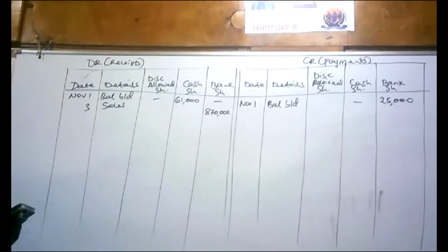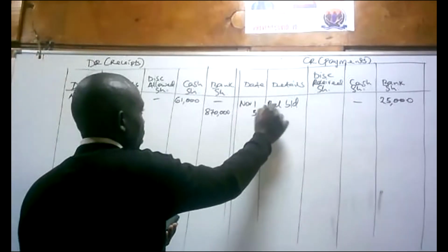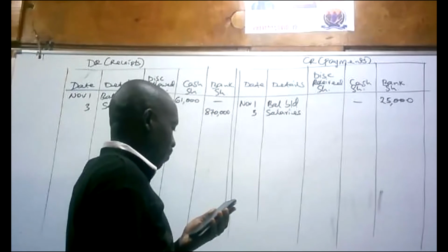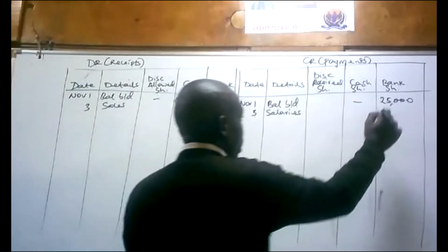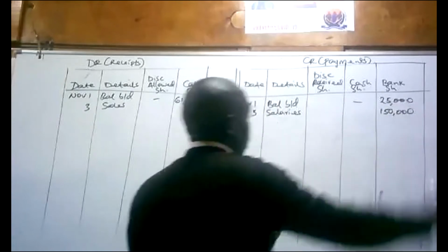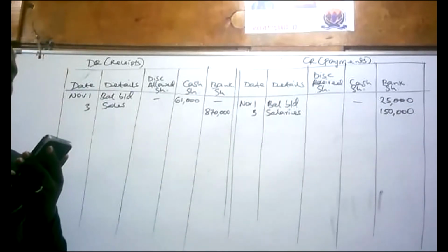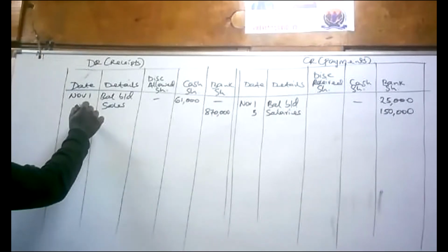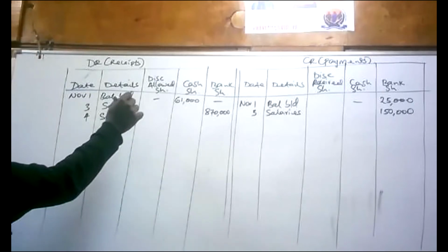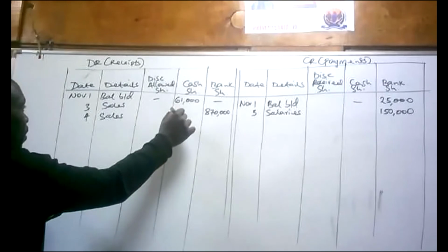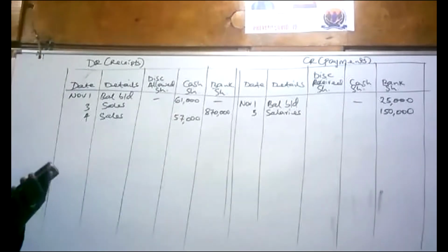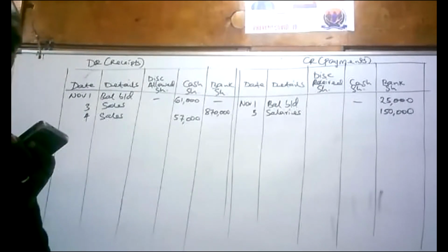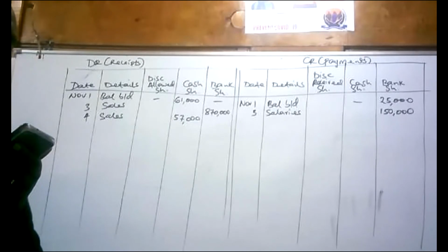That again, paid salaries. So that is a payment. Salaries, 150,000 by check. So it is a bank payment. It is reducing the bank balance. November 4, cash sales. When you sell, you receive money, so it is a receipt. This is for sales, but cash. So this 57,000 will be recorded in the cash column.